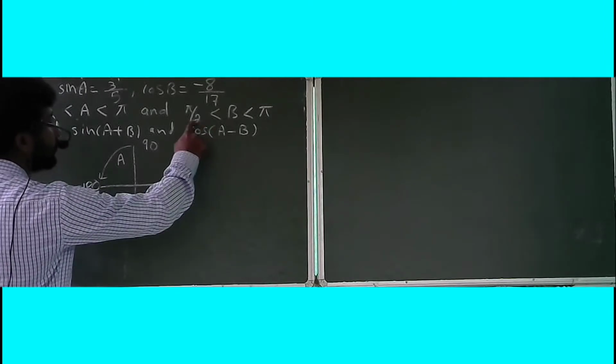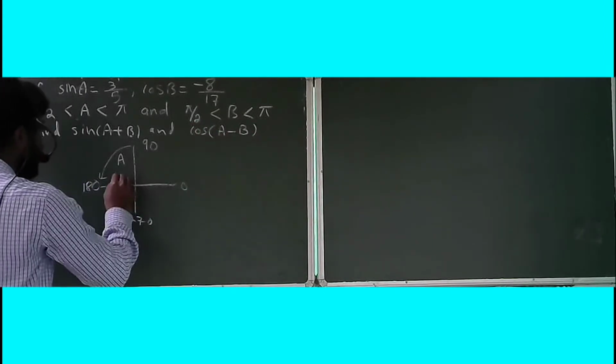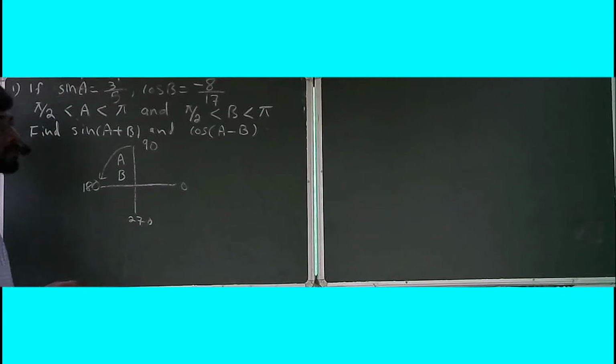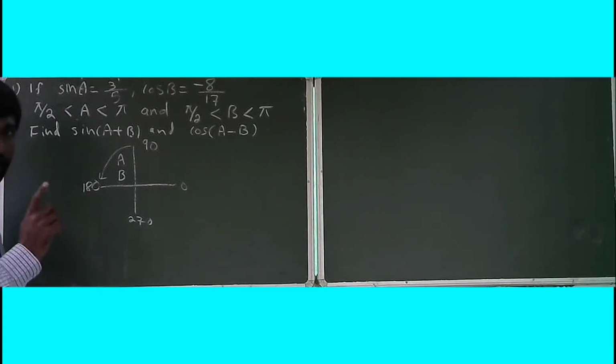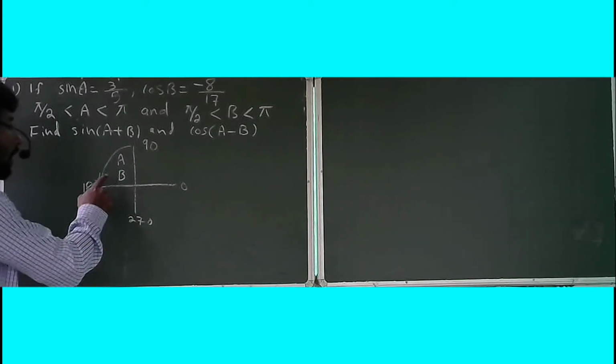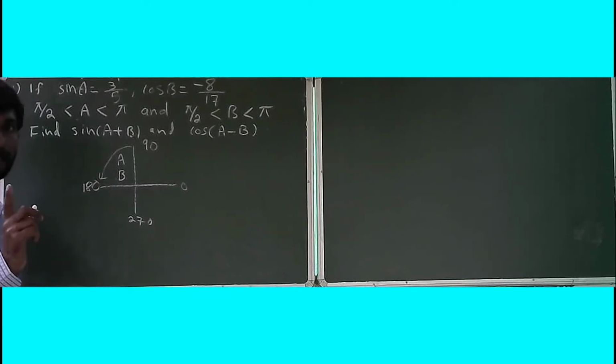Similarly, B varies from 90 degree to 180 degree. That means angle B also belongs to the second quadrant. Then what is your observation? Since A and B are in second quadrant, in the second quadrant only sine and its reciprocal cosecant are positive. All other trigonometric functions are negative.